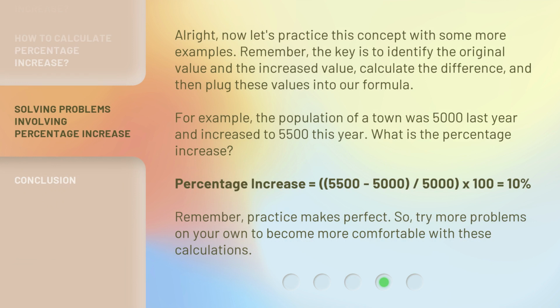Alright, now let's practice this concept with some more examples. Remember, the key is to identify the original value and the increased value, calculate the difference, and then plug these values into our formula. For example, the population of a town was 5,000 last year and increased to 5,500 this year. What is the percentage increase? Percentage increase equals (5,500 minus 5,000) divided by 5,000, times 100, equals 10%. Remember, practice makes perfect. So, try more problems on your own to become more comfortable with these calculations.